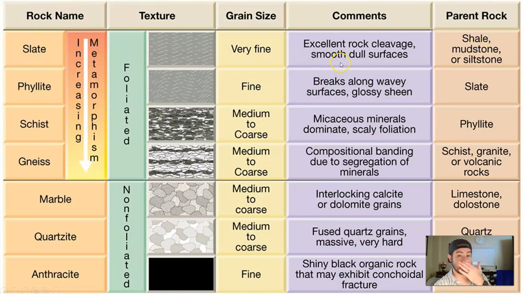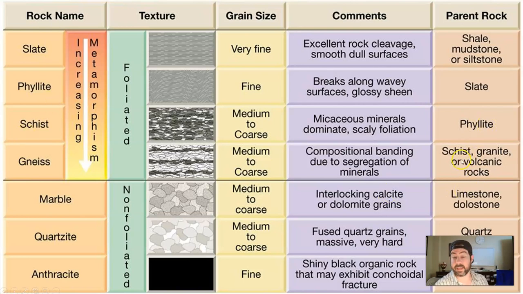For instance, if I take sedimentary rocks like shale or mudstone or siltstone and I apply some heat and pressure, I get the metamorphic rock slate. I take slate, metamorphic rock, and apply heat and pressure and I get phyllite. I take phyllite, apply a bit more heat and pressure, and I get schist.